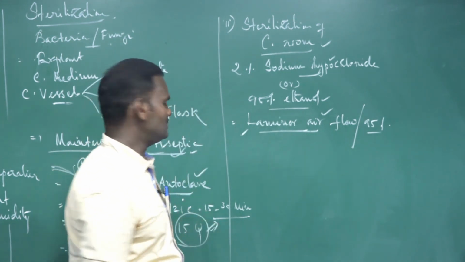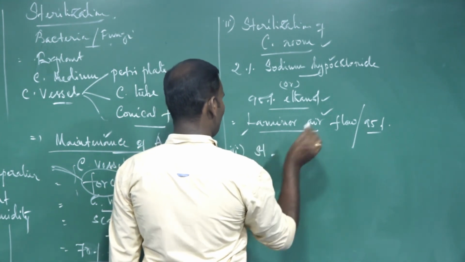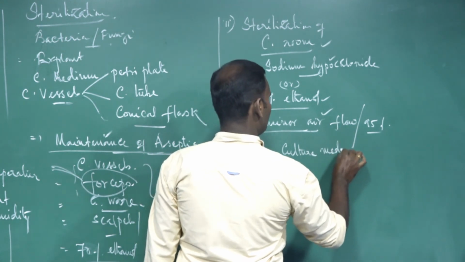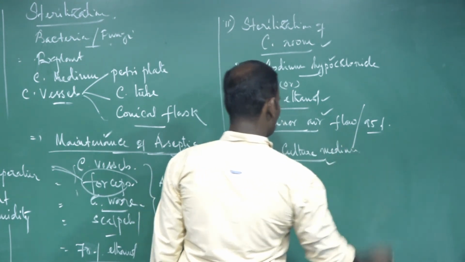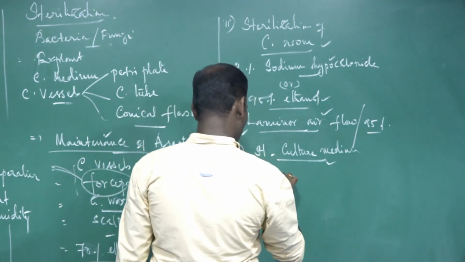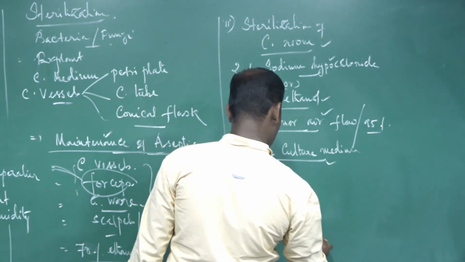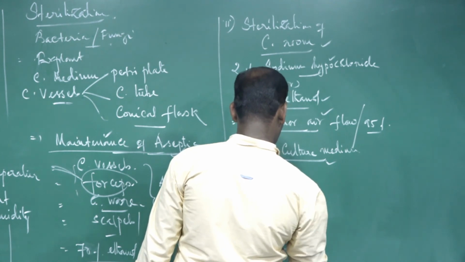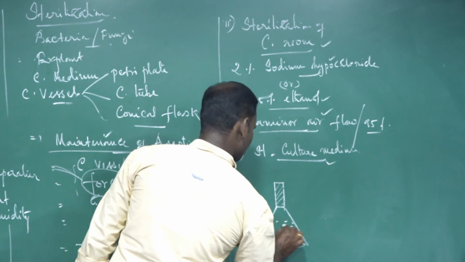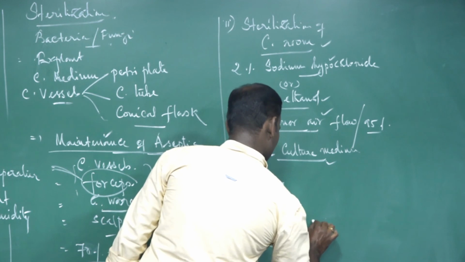Next, how to sterilize the culture medium. The third one is sterilization of culture medium. The culture medium should be poured into a glass container, for example a conical flask. It is a conical flask. So the culture medium should be poured into the glass container.